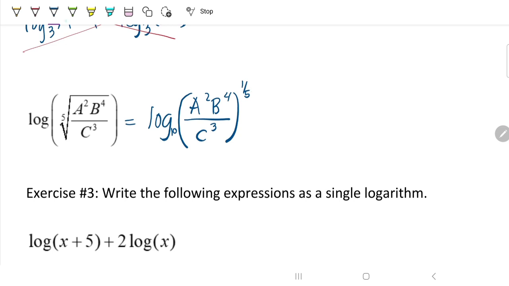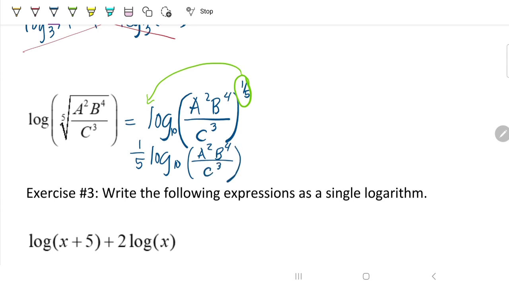Okay? So by power rule, itong exponent na 1/5, pwede nating ilipat sa unahan, giving us 1/5 log base 10 of a squared b raised to 4 divided by c cubed. Okay? So anong gagawin natin dito? Ngayon, natanggal na natin yung radical. So pwede pa natin tong i-break down further, no? So, pwede tayong gumamit ng quotient rule and product rule. Okay, so paano kaya yon?